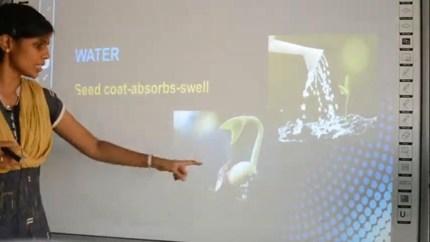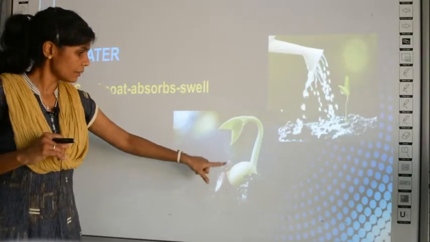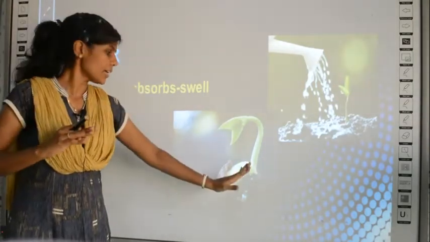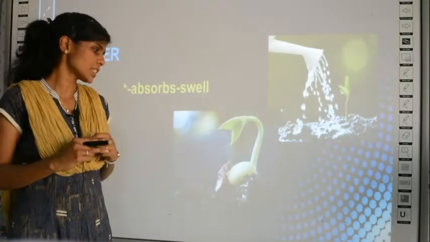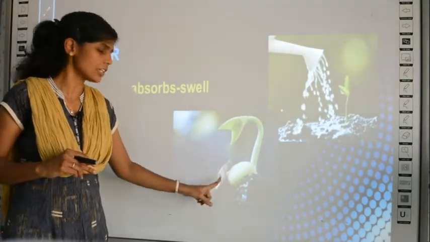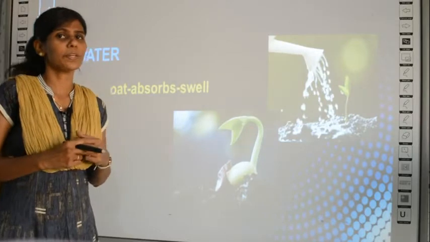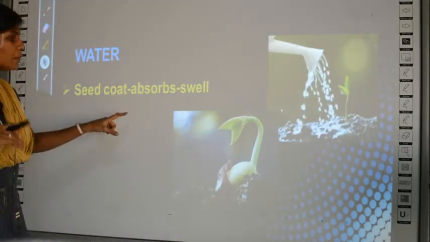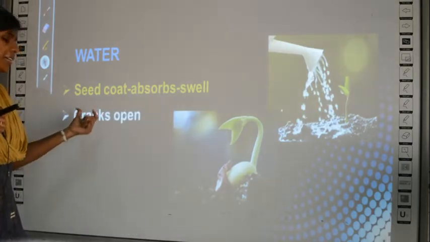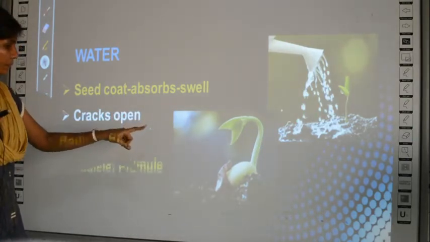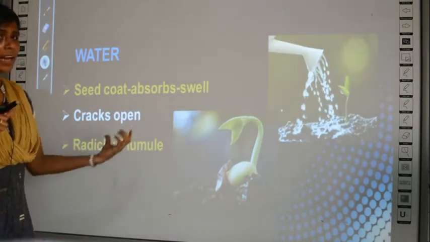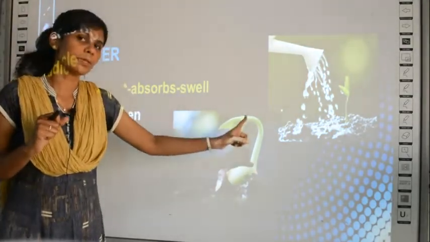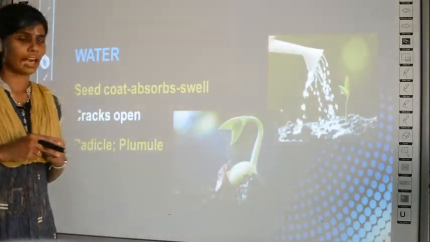You can see here, the brown region is the seed coat which has cracked and is separated from the seed. It is no longer sticking on to the seed. So the seed coat absorbs water and swells, and then it cracks open. And only after it is open, the root system, that is the radicle, and the shoot system, that is the plumule, will emerge.